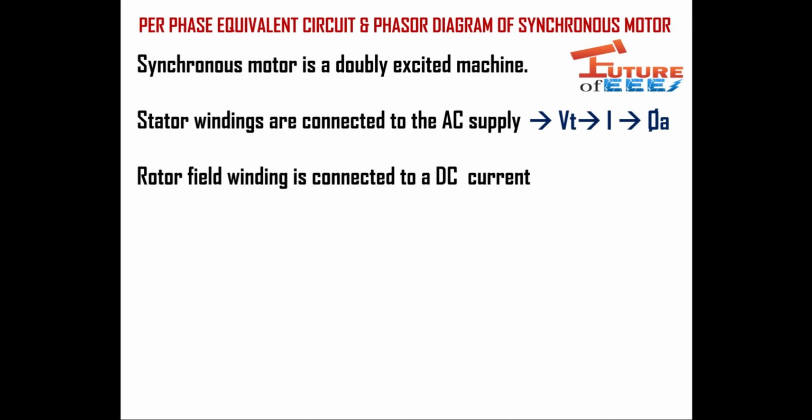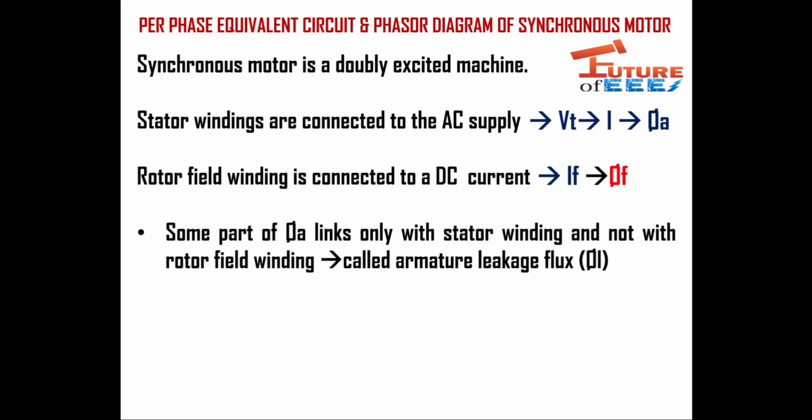Stator terminal voltage is Vt and creates current I. This current I produces flux phi A in the stator armature winding. Similarly, rotor field current If produces flux phi F. It is to be noted that some part of flux phi A links with stator winding and not with rotor field winding, and those flux are called armature leakage flux phi L.